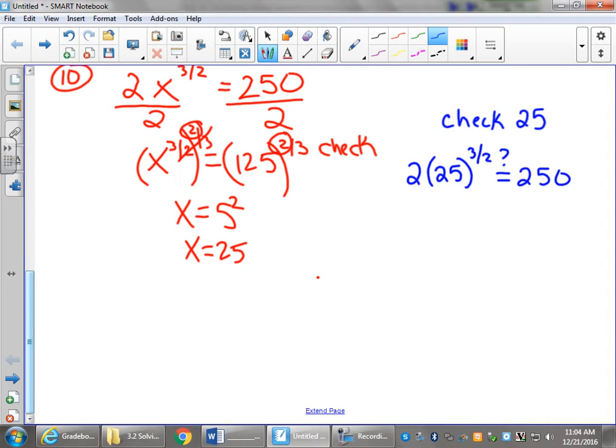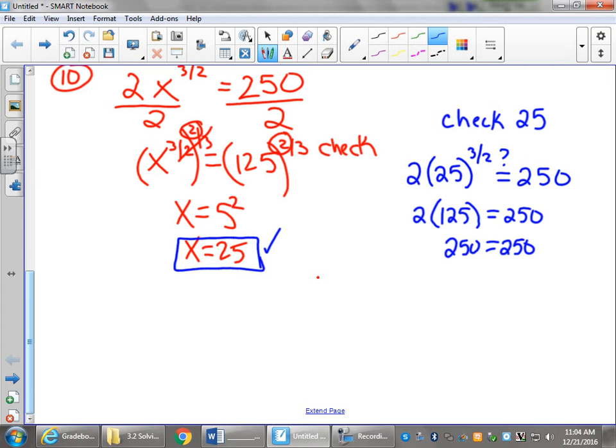Okay, so we're going to work with a 25 to the 3/2. So what is the square root of 25? 5, and then 5 cubed? 125. So this becomes 2 times 125 equals 250, and we do get 250 equals 250. The left and the right sides are equivalent. This works. Not extraneous.